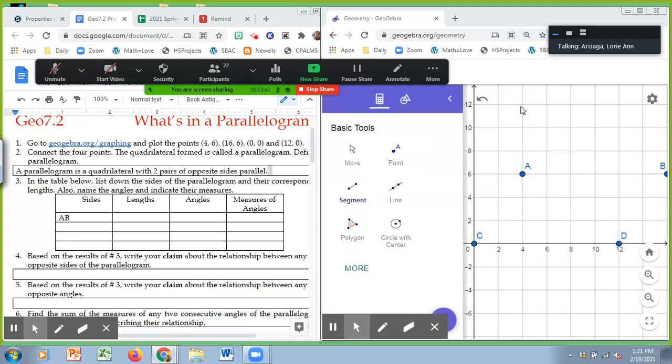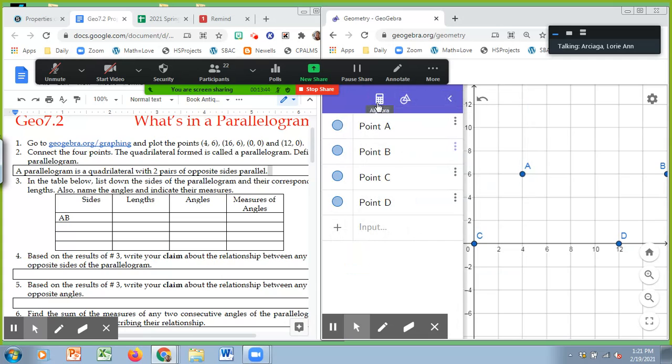Cool. Alright, so now if you want to plot the points, you're going to click on this one. You see this? It says algebra tool, and then you put your points by typing them in parentheses. You don't have to put A equals. As long as you put the numbers, it will automatically name the points. Okay.